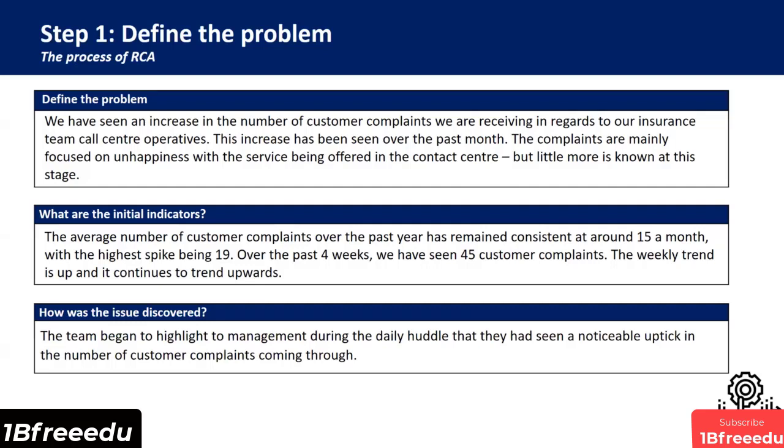So be clear and concise. How did we discover this issue? Was it a decrease in sales? Was it an increase in complaints? Was it an increase in turnover of staff? Whatever that issue was, state it. How did we actually see that?